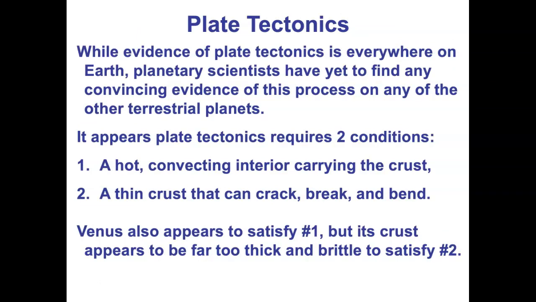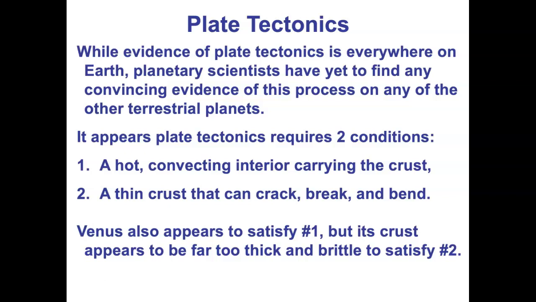Why does Earth have plate tectonics? Well, we think that in order for a planet to have plate tectonics, a planet needs to meet two criteria. The first thing is, that planet needs to have a hot convecting mantle. You got to have that magma bubbling up and then sinking down. You got to have the magma moving around in order to push the crust around. That's criterion one. But a planet also needs to have a thin crust, because you need a thin crust that is easy to break up into plates.